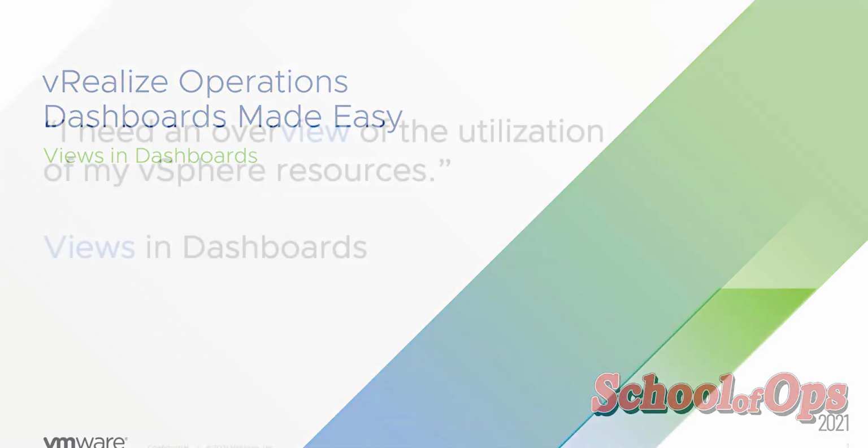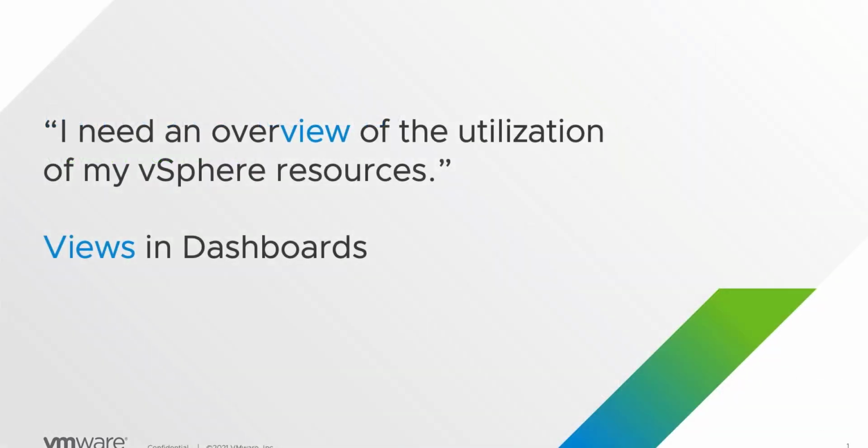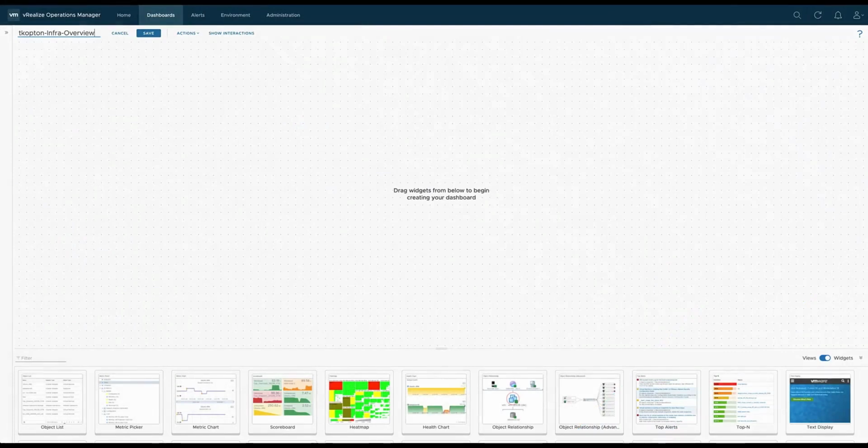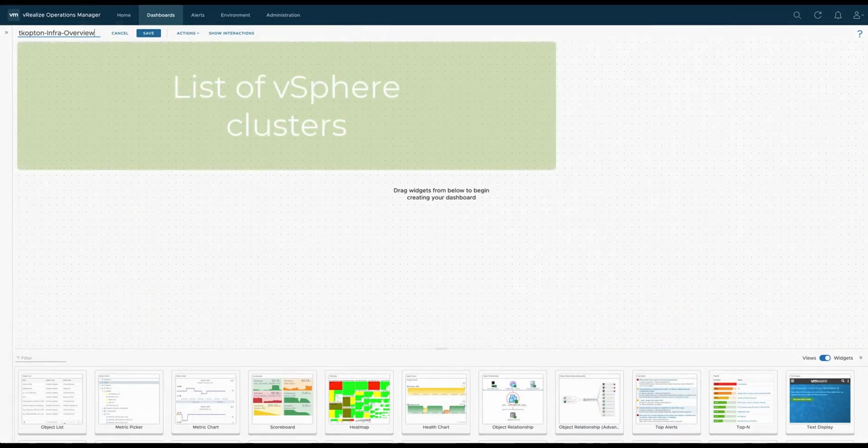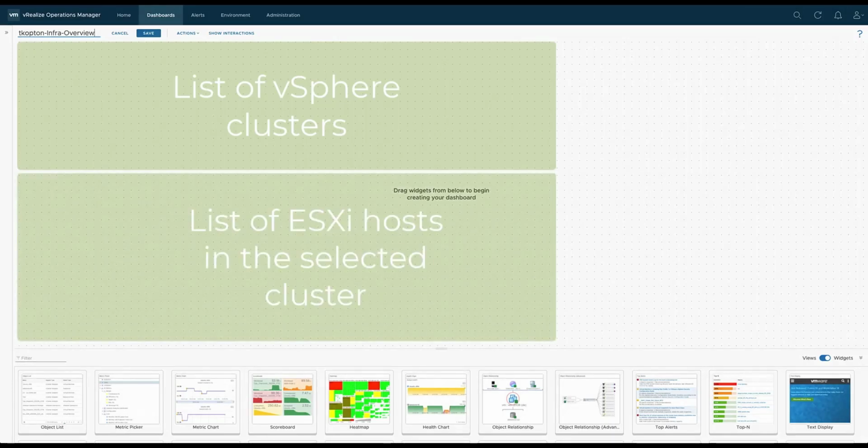A common use case is, for example, a dashboard providing a quick overview of the utilization of vSphere resources. We start with an empty canvas and plan our dashboard. At the top, we would like to have a list of clusters with their utilization-related most important metrics, and below that list, another list with ESXi hosts within the selected cluster, again with their most important utilization-related metrics.